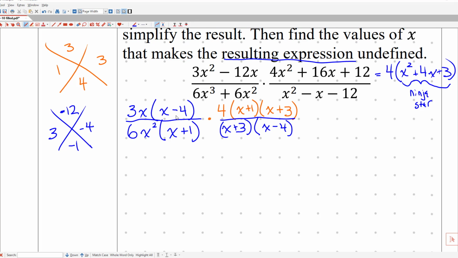The next step is to start crossing things out. Again, when I'm multiplying fractions, it's another way of saying I'm just extending this line. It's now just one giant fraction. So what do you see on the top and the bottom that you can start crossing off? Well, I see an x plus 1 and an x plus 1. I see an x minus 4 and an x minus 4. Ooh, an x plus 3 and x plus 3.